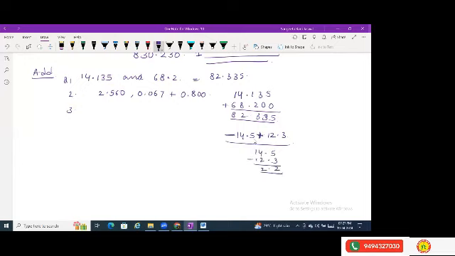Okay, so that becomes 2.2. And the sign will always be of the bigger number. So that becomes minus 2.2. Okay. Yes, ma'am. Okay, Charvik, it's clear now. Yes, ma'am. Okay.